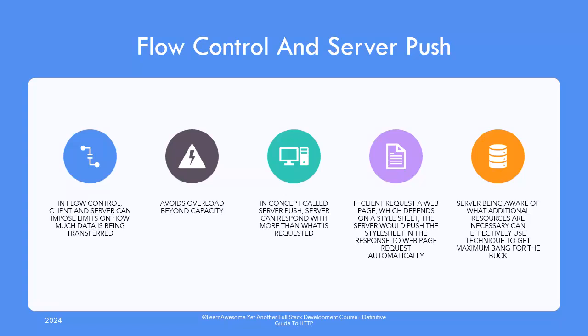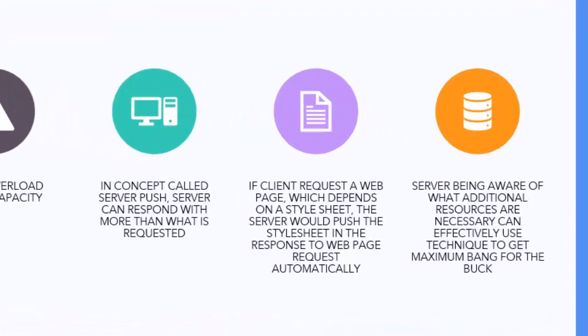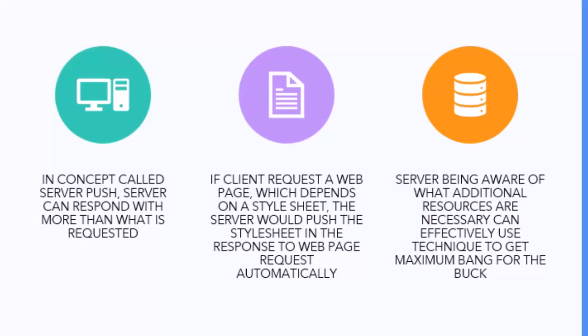Flow control is where client or server can enforce limits on how much data is being transferred at any given time, and we stop at that. The really interesting one is server push, which empowers the server to send multiple resources back in response to a single client request. For example, if you request a web page which depends on a style sheet, the server would not wait for the client to request the style sheet explicitly. It would send the web page along with the style sheet in response to the request for the web page only. The server knows best which resources are needed to render the page and can effectively use this technique to minimize network traffic even further.